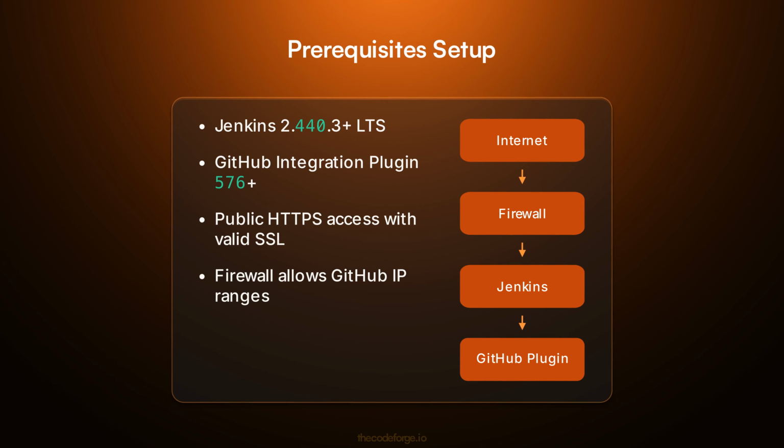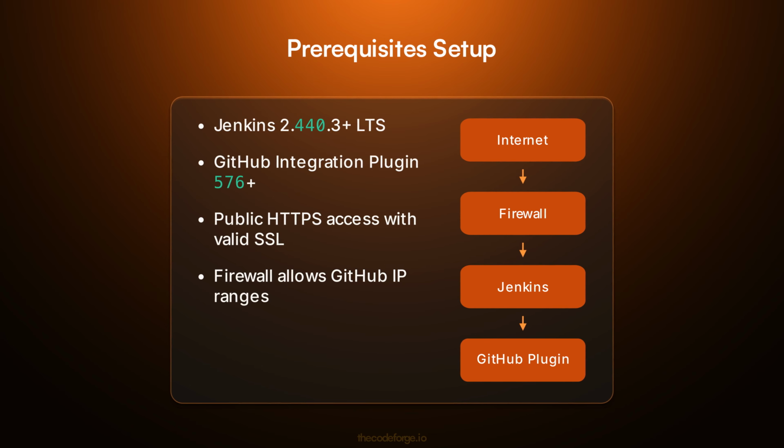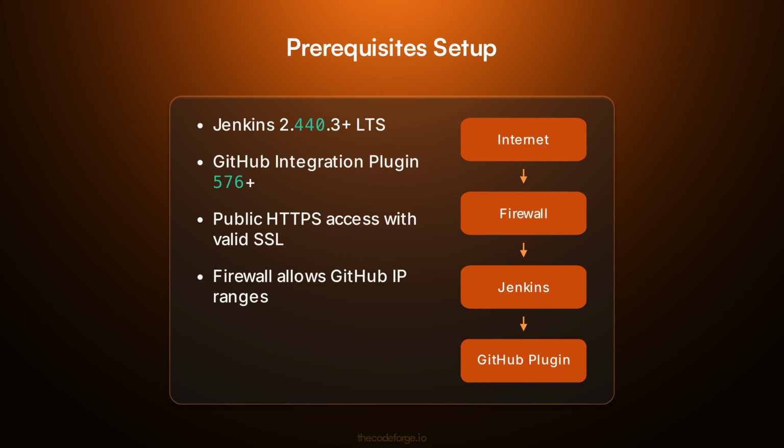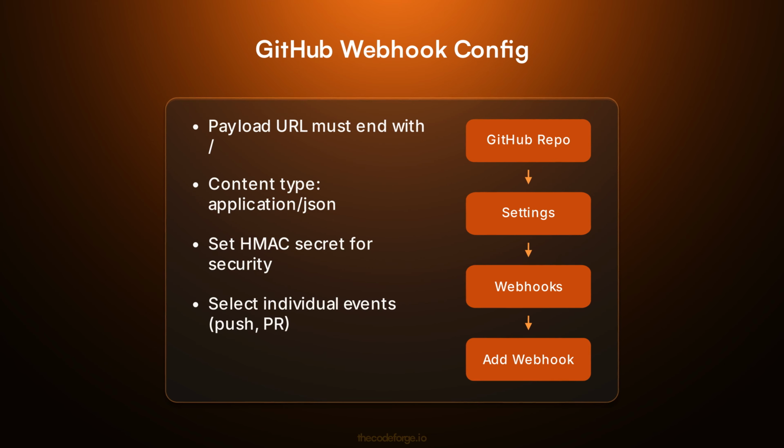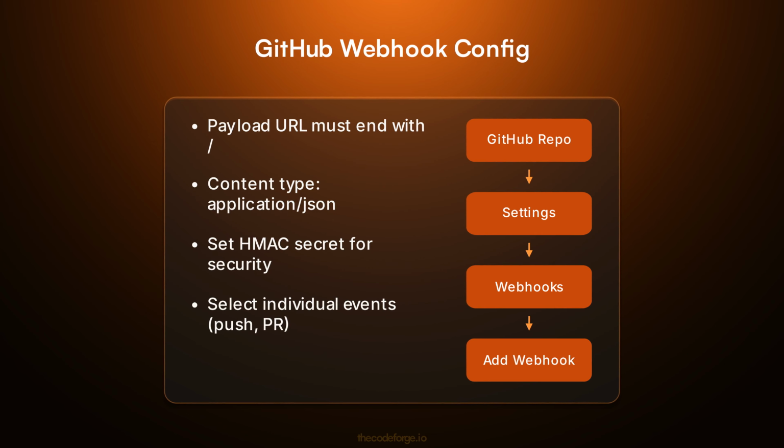Before configuring webhooks, ensure your Jenkins environment meets requirements. Use Jenkins 2.440.3 LTS with the GitHub integration plugin. Your Jenkins must be publicly accessible over HTTPS with a valid SSL certificate, and your firewall must allow inbound traffic from GitHub's IP ranges. In your GitHub repository, go to Settings, Webhooks, Add Webhook.